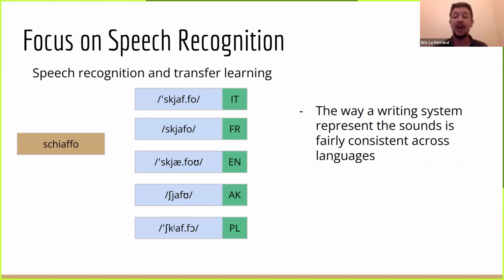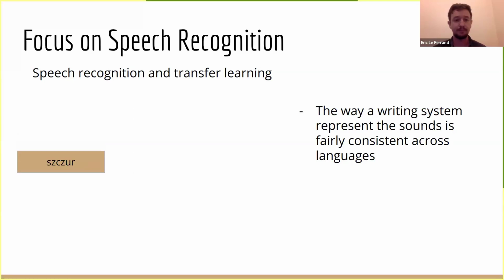The second assumption that we have is that a writing system represents the language in a fairly consistent way across languages. For example, we have this Italian word that's going to be pronounced by Italian people as schiaffo. If I'm a French speaker, I might read this word as schiaffo, or if I'm an English speaker, schiaffo, Afrikaans schiaffo, Polish schiaffo. You have a very predictable way to pronounce those words.